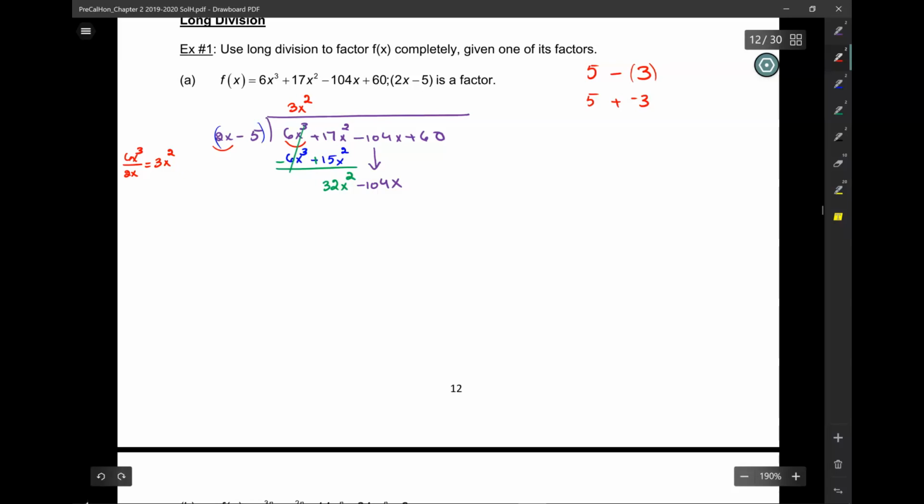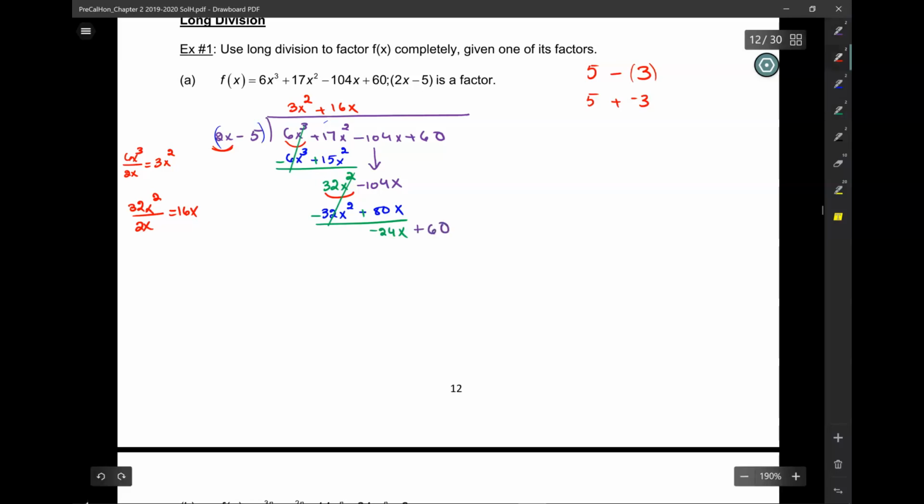So now the algorithm starts over again. The first one over the first one. This is 16x, so I put positive 16x. Multiply it through: 32x squared minus 80x. Change the signs and add. If you did it correctly, these two should always go away, right? So they go away, and now I have negative 24x plus 60.